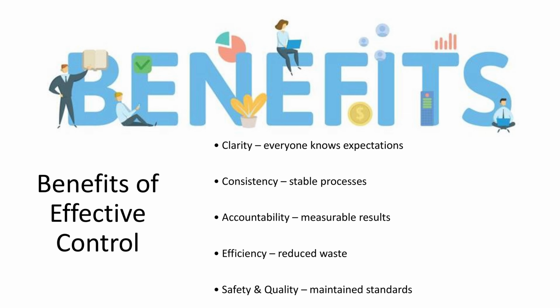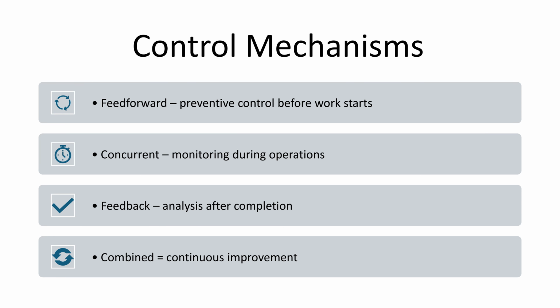Now that we understand why control is essential, let's examine the different types of control mechanisms that support continuous improvement. Control mechanisms are feed-forward, concurrent, and feedback controls. Control mechanisms are the tools that help managers monitor and guide performance at different stages of a process. And there are three main types.